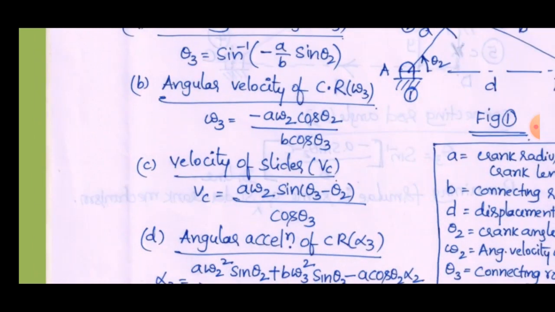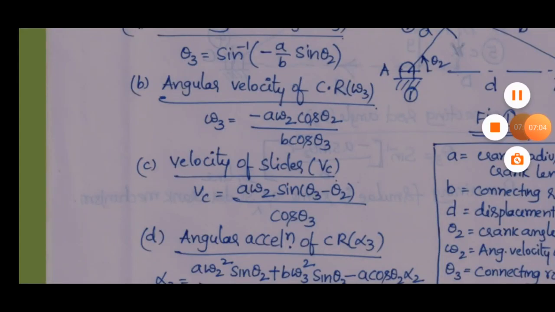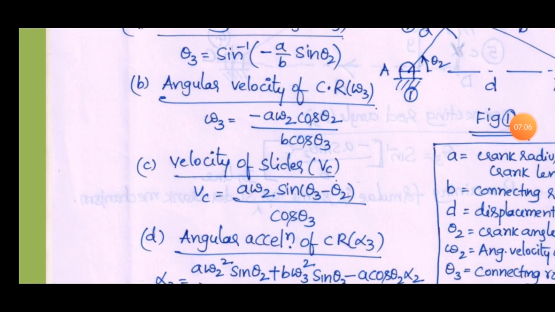Next, find the angular velocity of the connecting rod. Angular velocity means omega. Angular acceleration means alpha, remember. So now the second thing is angular velocity of connecting rod. That is omega 3, which is equal to minus a omega 2 into cos theta 2 by b cos theta 3.